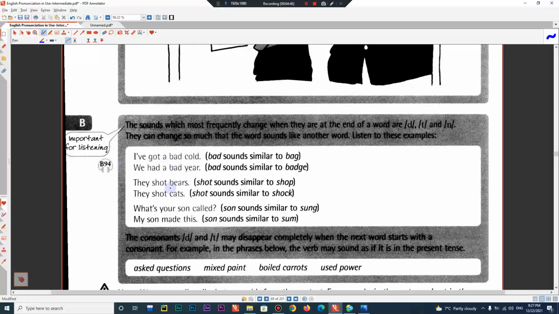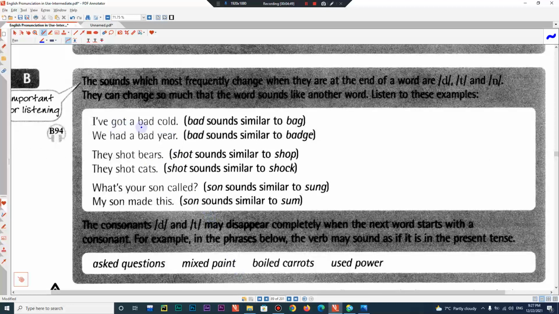And here we have some more linkings. So let's get closer. You have de here and ke here. So you don't say I've got a bad cold. It's very hard. So you prefer to say I had a bad cold. Bad cold. So almost the d is not really pronounced. So basically the book says instead of saying bad cold, you could say bad cold, because this is easier to say, of course, right? I have a bad cold.